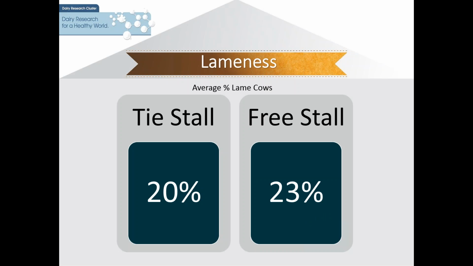But we know that lameness affects large numbers of cows. And these are results, again, from the cluster that have been recently published, where we have about 20% of cows in tie stalls, 23% in free stalls. These numbers are actually a little bit lower than some of the more recent estimates. So we've had some estimates in the almost 30 to 40% range in the past. And when we talk about this, this isn't just cows that are walking around on 3 legs, kind of limping obviously, but these are cows that are showing any kind of gait abnormality.